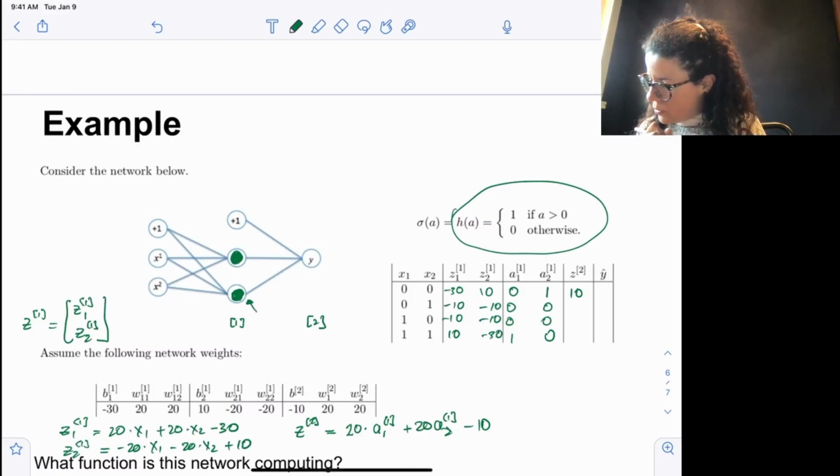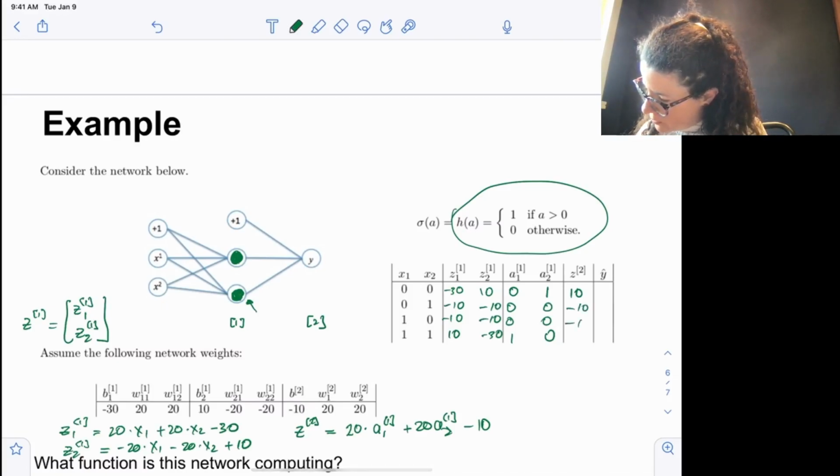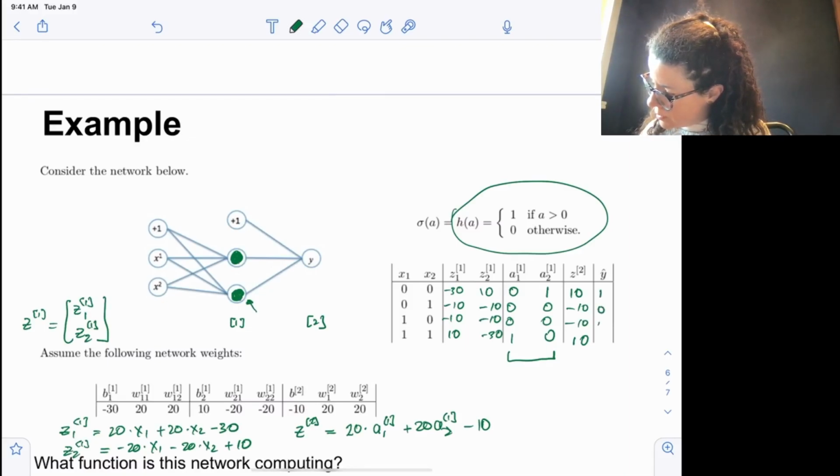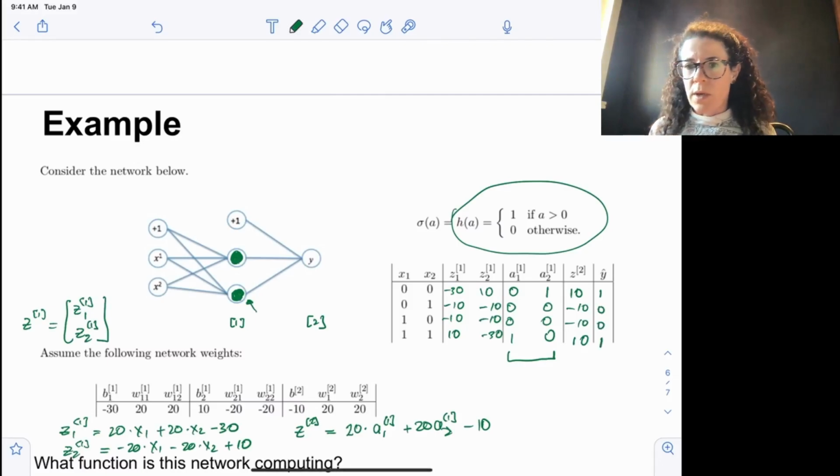Okay, so in the second case we get 0 minus 10 is minus 10. Minus 10, remember that I'm applying it to this part here, and then we get a 10. Okay, and finally we get our sigma is also 1 if A is bigger than 0 and 0 otherwise. So we will get a 1, a 0, a 0, and a 1.